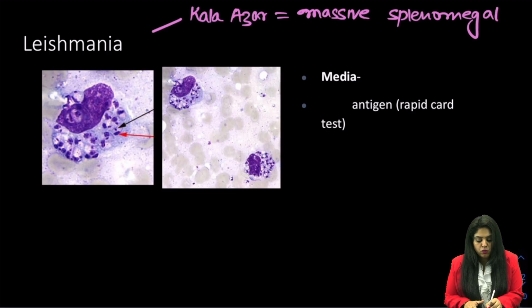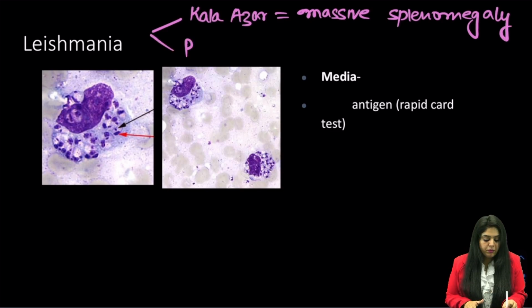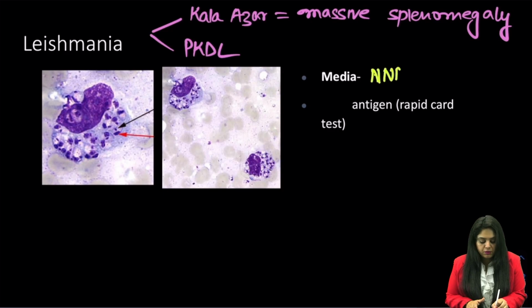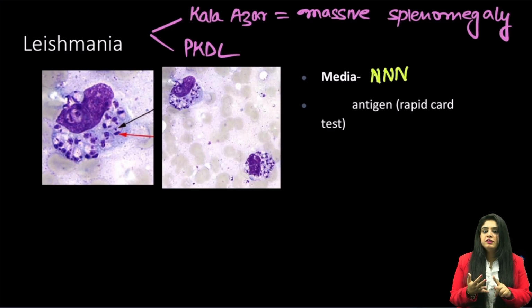If they don't want to give you Kala Azar, they will give you post Kala Azar dermal leishmaniasis, dermal involvement after Kala Azar. So yes, PKDL could be the other thing. Either they'll give you Kala Azar in the form of massive splenomegaly or they'll give you PKDL. Everyone's okay with this. So media, I have already told you. The media for Kala Azar and cruzi is going to be triple N media.